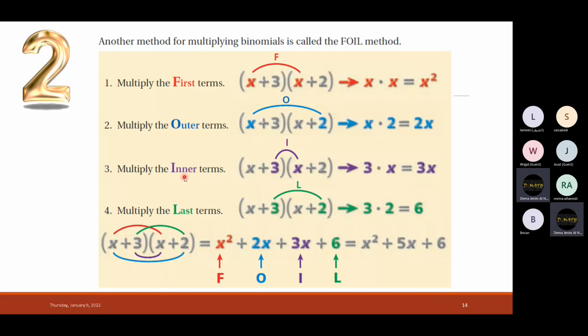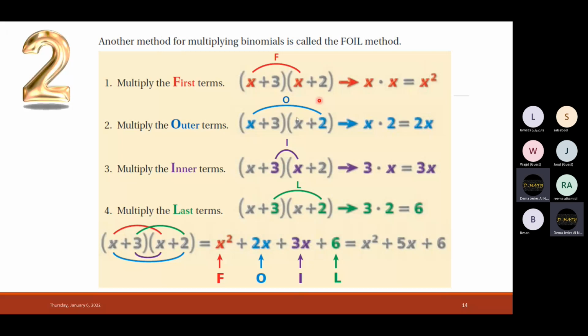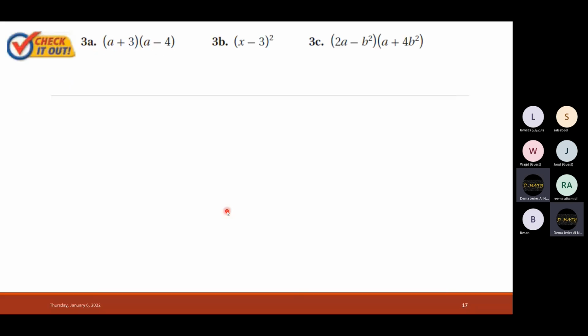The terms that are next to each other are the inner terms. And the last term in each bracket, we call the last terms. This was the FOIL terms. Now, here we have three examples, 3a, 3b, and 3c. We solved 3a yesterday, and we solve 3b now. In 3b, we have x minus 3 squared.